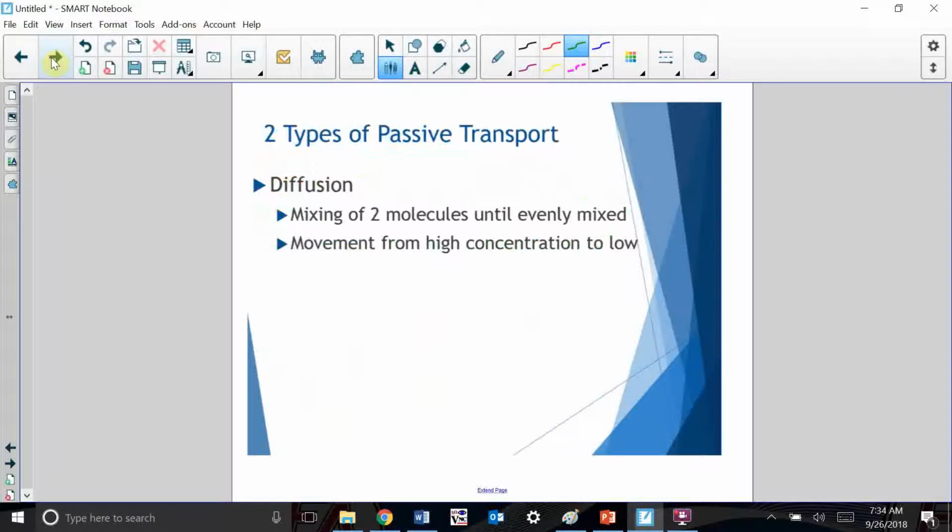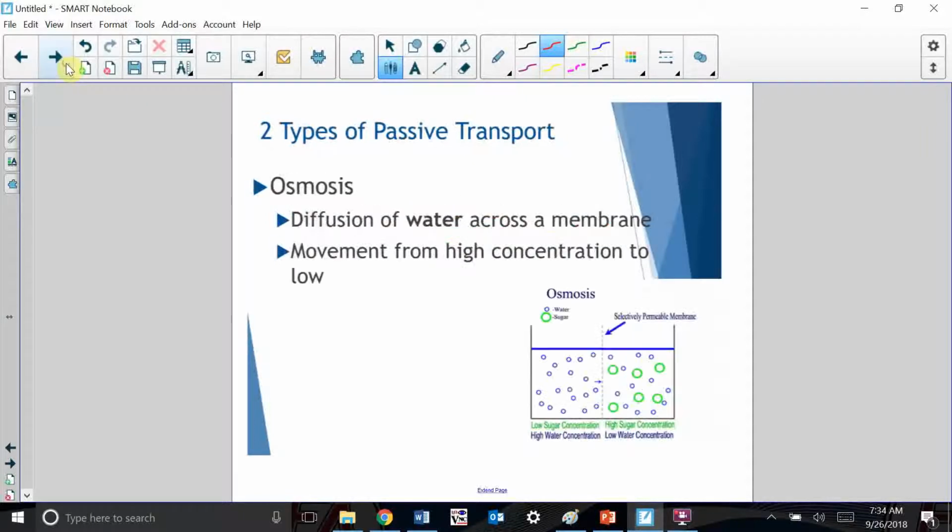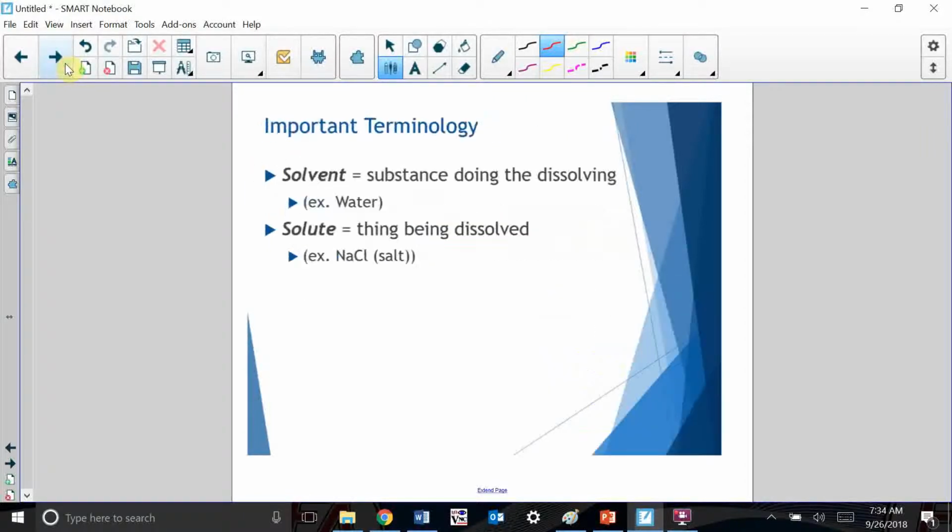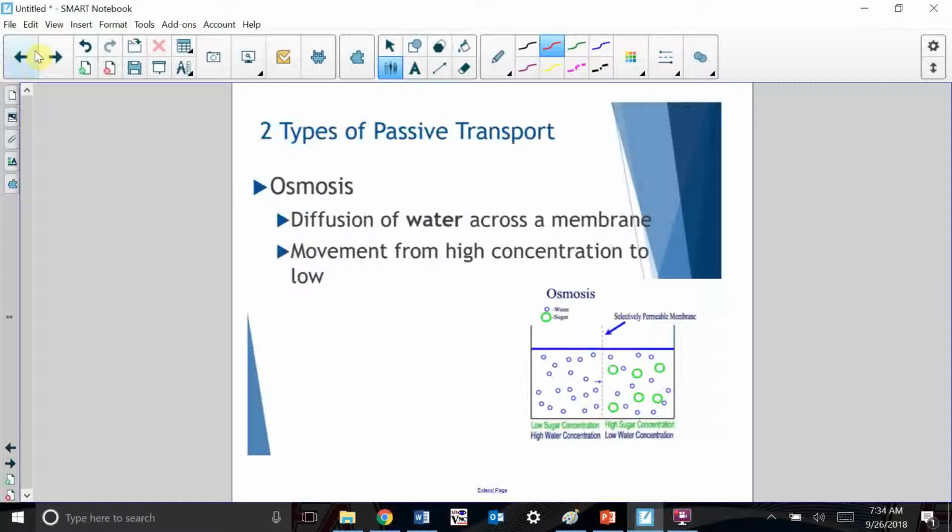It's important to realize that these molecules will spread until they're evenly mixed, and that's something we call equilibrium. You hear the word equal in that. So molecules will continue moving until they reach equilibrium. Let's go ahead and take a look at some examples of osmosis.